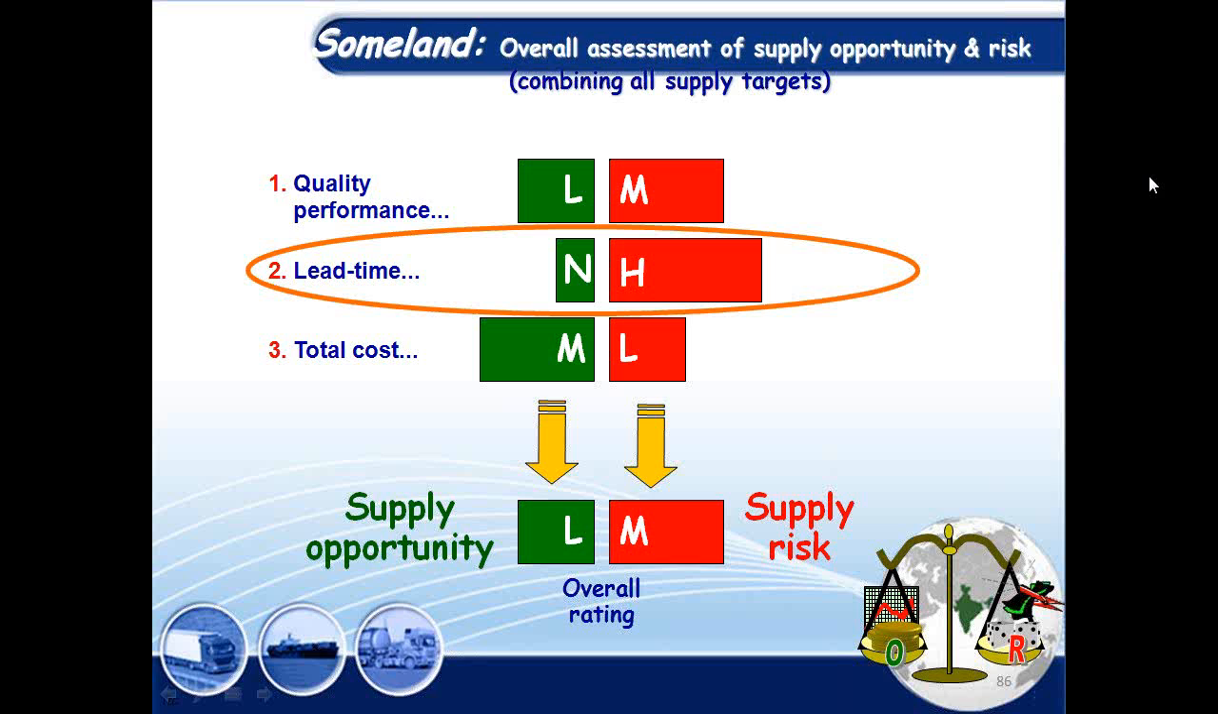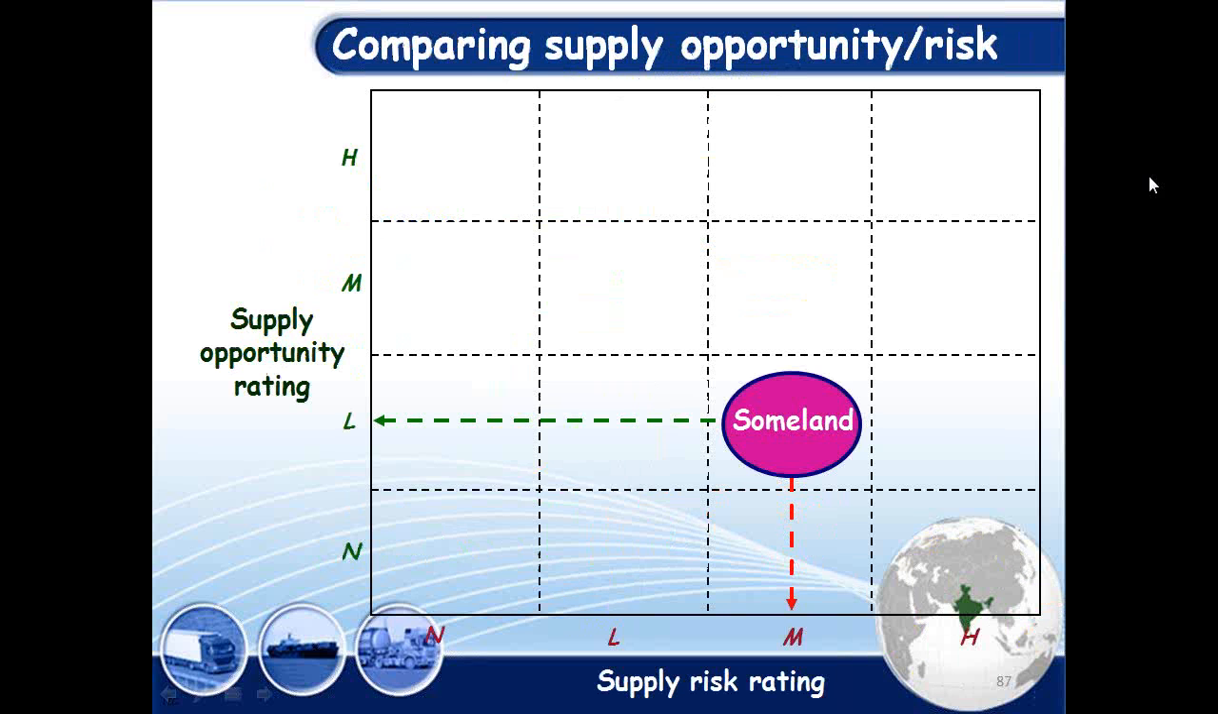So the final impact is, if I combine all these parameters depending on the weight, we think supply opportunity is hardly any, we are very low, but supply risk wise we are medium. That's how it comes.